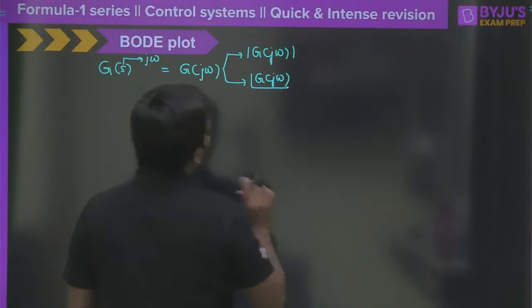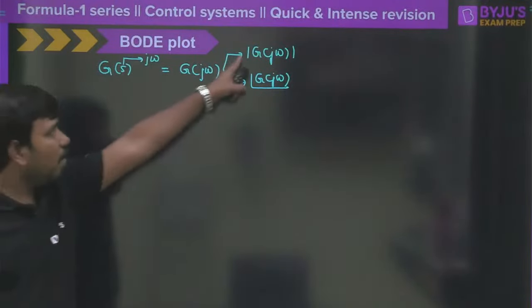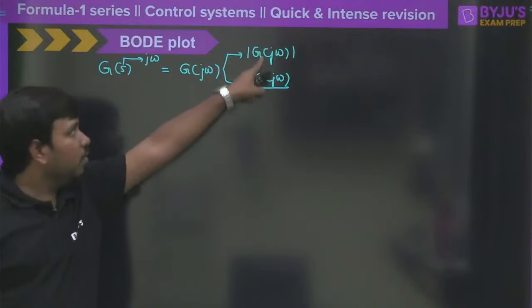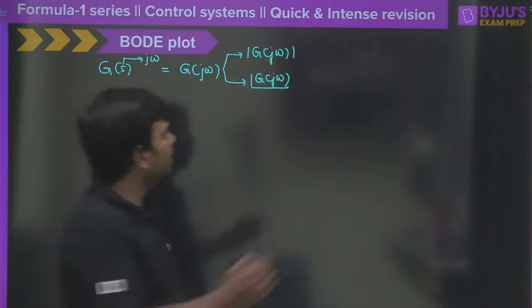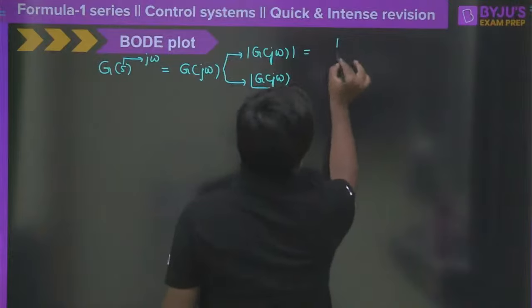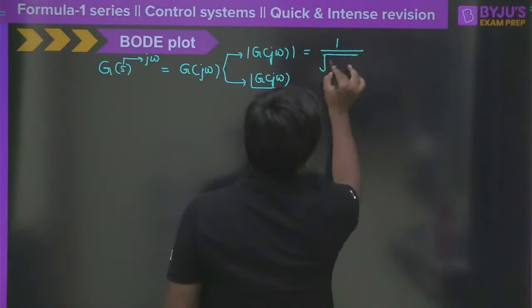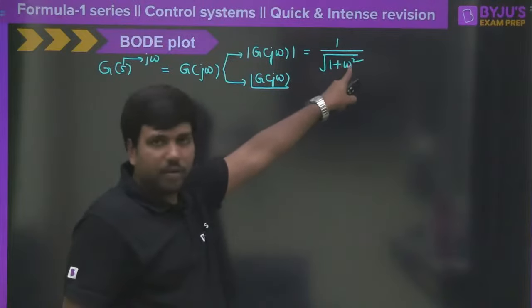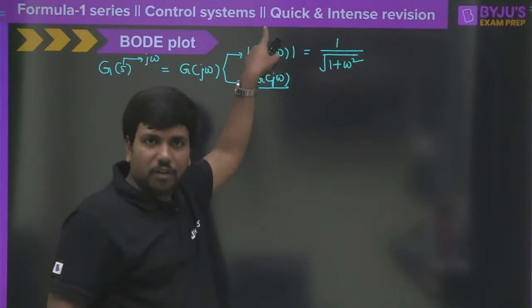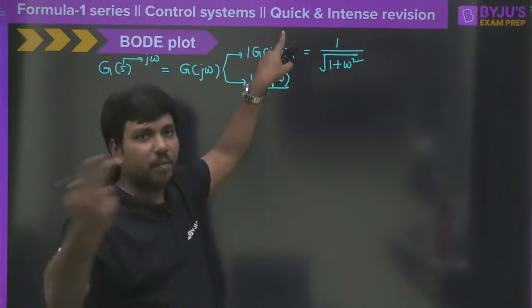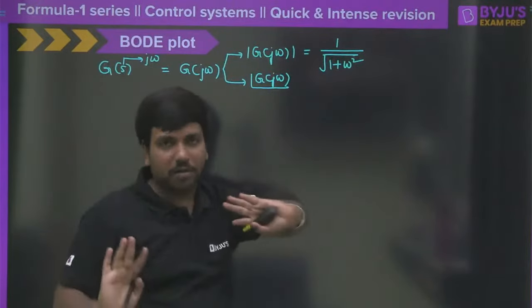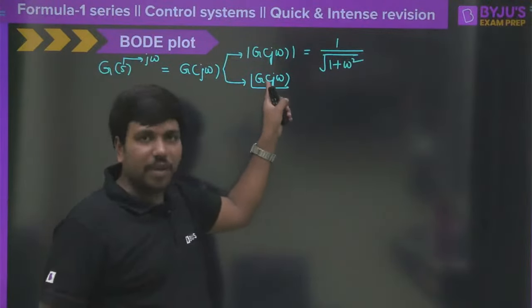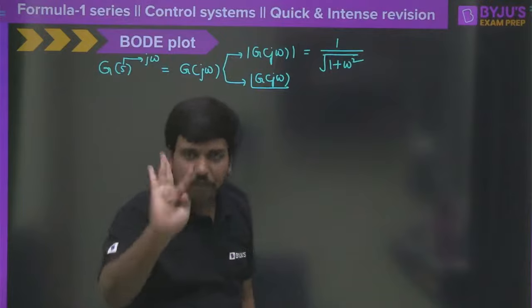Clear? So you must understand, after getting the magnitude and phase, we must change the frequency. Suppose let us assume that modulus of G of j omega is coming like 1 divided by under root of 1 plus omega square. Then we need to change the frequency, understand the magnitude, and plot the graph between omega and magnitude. That is called magnitude plot. And if you do the same thing for phase, then it is called a phase plot. These things you know very well.